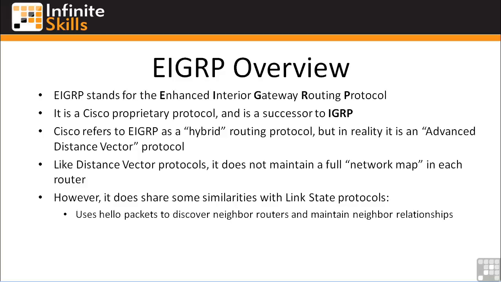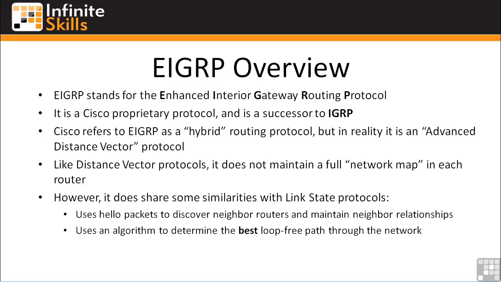First off, it uses hello packets to discover neighbor routers and maintain neighbor relationships. Unlike RIP, which just broadcasts everything, and everybody that hears the RIP advertisement will take those routes and import them into the routing table, EIGRP has the concept of neighbor relationships like OSPF, and you'll see that concept come up again when we discuss OSPF. EIGRP also uses an algorithm to determine the best loop-free path through the network. Again, unlike RIP or other distance vector protocols where they basically use hop count, EIGRP does use an algorithm to figure out which path has the least latency and the least delay and the most bandwidth available to it.